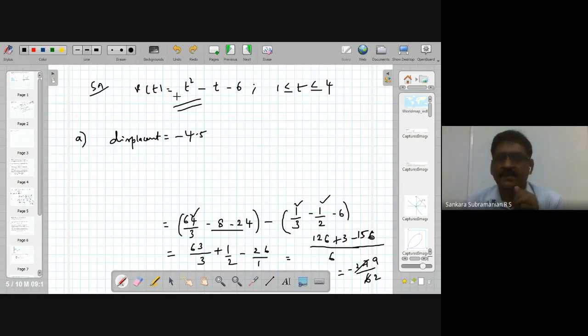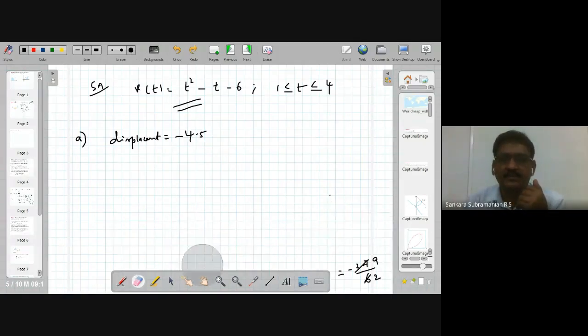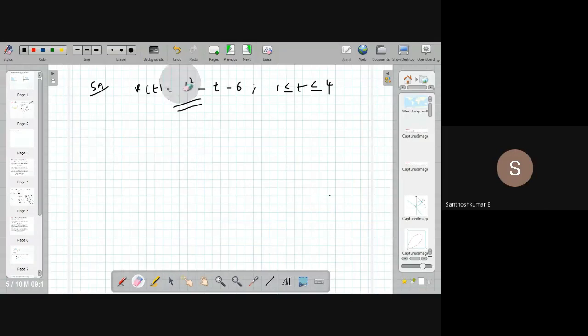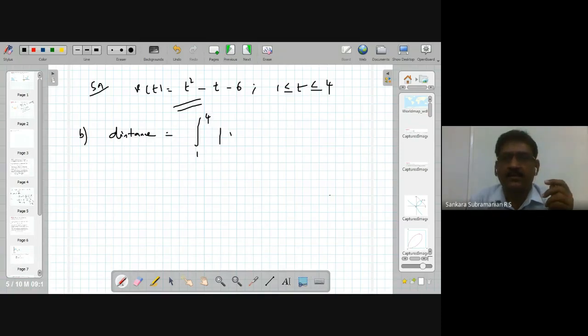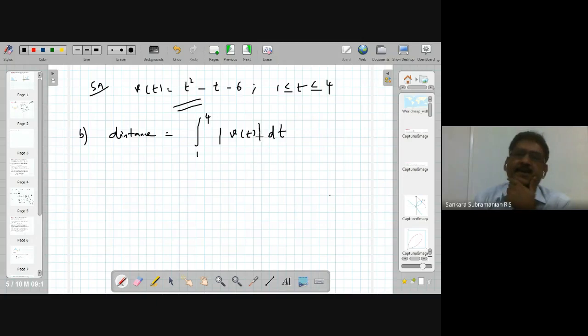Next point is the question I want to talk about here. The forum is open for discussion. How to evaluate modulus of V of t? That is the question. Can anyone answer? Then I'll just write. I want to find the distance. This is equal to integral 1 to 4 modulus of V of t into dt. So this is the question. Okay, and please note it down.